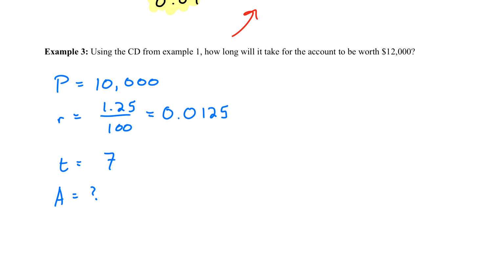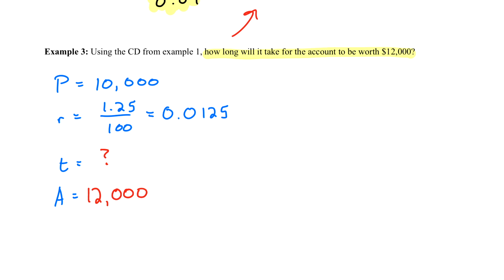So here I'm asking a slightly different question. It says, how long will it take for the account to be worth $12,000? So in this case, I don't actually know what t is. T is going to be the variable that I'm solving for. But I know at the end of all of this, I want the account to be worth $12,000. So I want my ending balance to be $12,000. Well, my ending balance, that is A. So this is the change I need to make here. So I'm not going to be solving for A. Instead, I'm going to be solving for T.